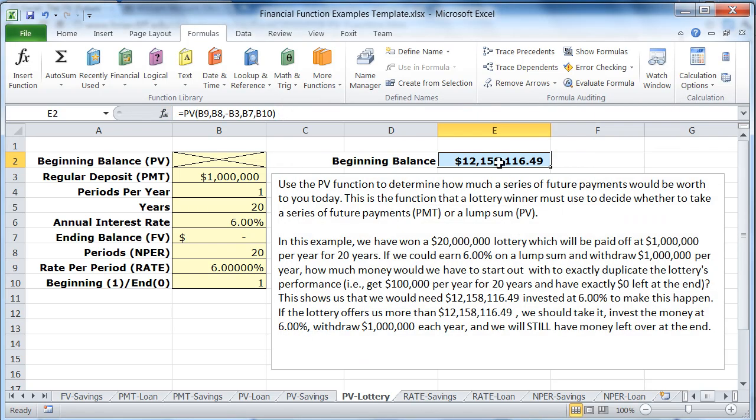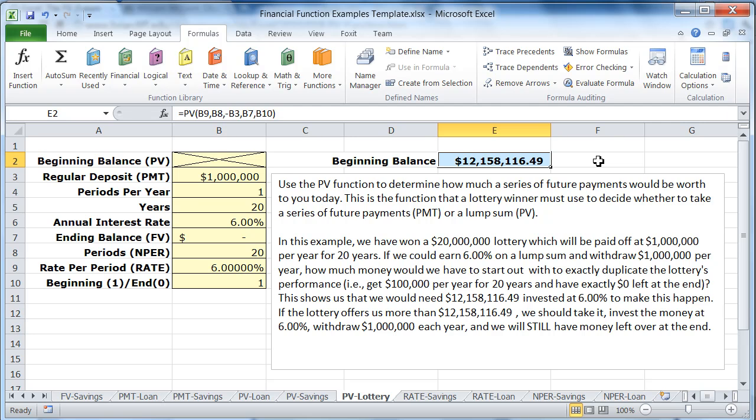And it tells me that if I could get a lump sum of $12,158,000, I could put that money in the bank at 6%, take out $1 million today, take out $1 million a year from now, and every year for the next 20 years. And by the time I was ready to take out my last withdrawal, I'd have exactly $1 million left, and I'd be back to 0.